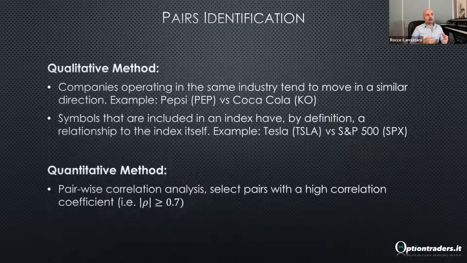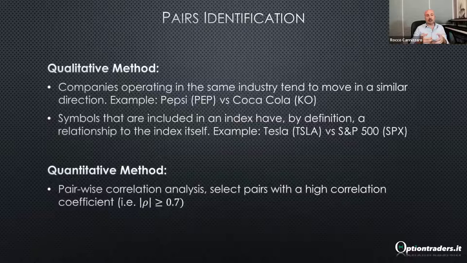On the qualitative side, a way would be, for example, to choose assets that work in the same industry. For example, Pepsi and Coca-Cola are both producers of drinks, and chances are that they're very highly correlated because they operate in the same market.